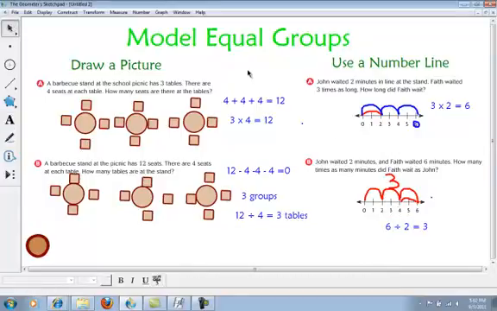So those are the two strategies you can use to model equal groups, drawing a picture or using a number line. Now it's your turn to practice. If you need a review, just come on back and watch this video again.